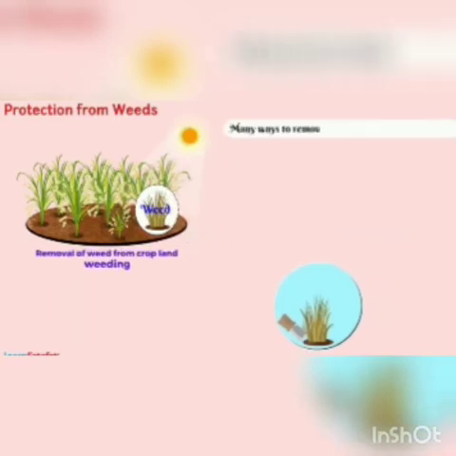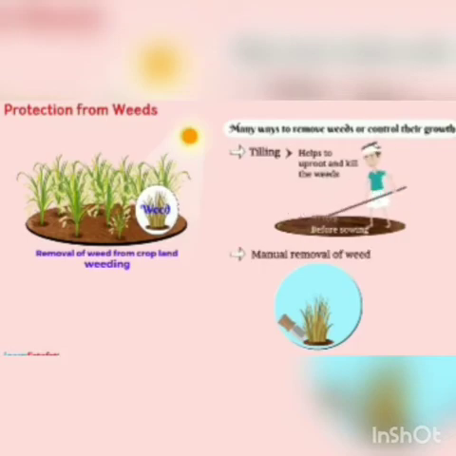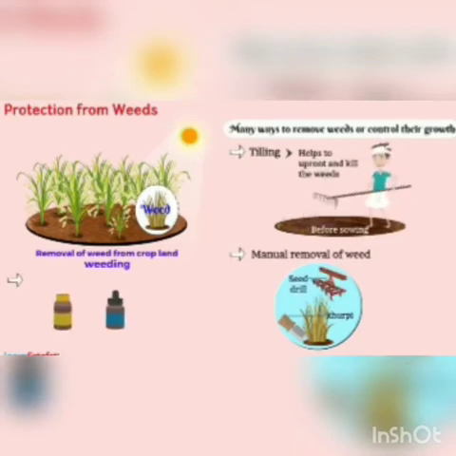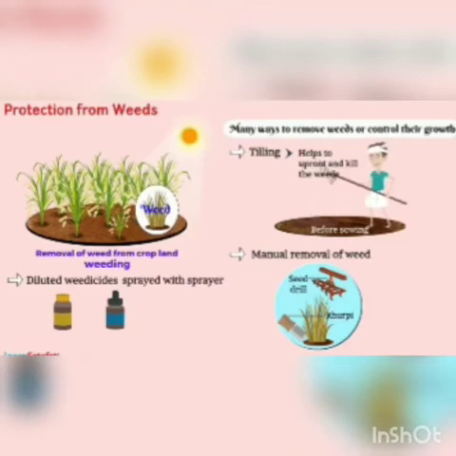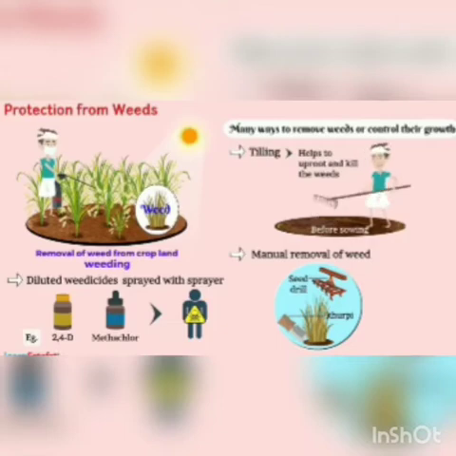There are many ways to remove weeds or control their growth. Tilling before sowing helps to uproot and kill the weeds. Manual removal of weeds is done by trowel, that is khurpi, or seed drill. Some chemicals called weedicides are diluted to the required extent and sprayed with a sprayer to control weeds, for example, 2,4-D and methachlor. These chemicals are toxic to the human body and so must be handled carefully. Before spraying, nose and mouth must be covered with a clean cloth or mask.